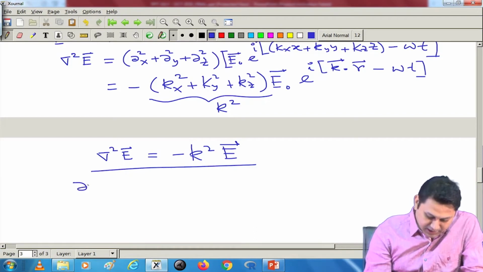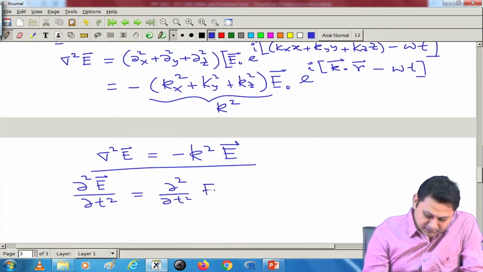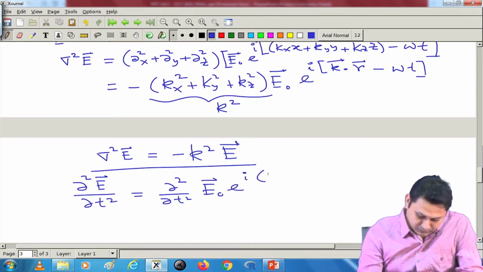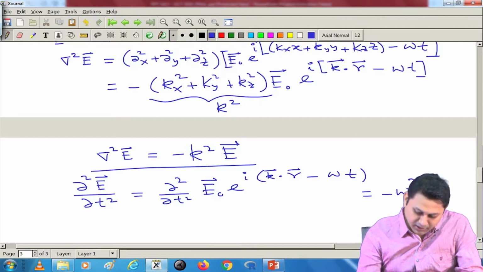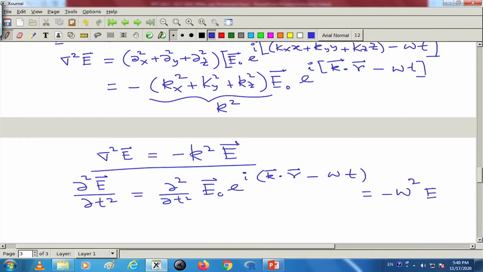The next thing is to calculate this quantity. What is this? Again, these things are going to operate on whatever we have, that is E0 vector e to the power of i, k dot r minus omega t. In the phase we have two terms, and when I operate this double derivative with respect to time, it will simply give me minus omega square and then the vector E.